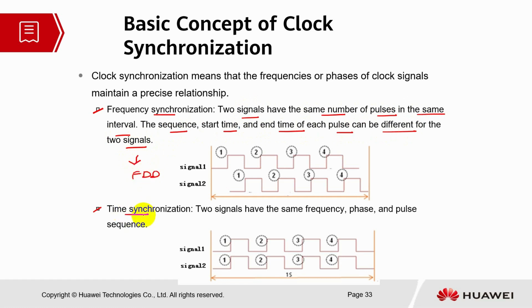Second is time synchronization, or well known as phase synchronization. Two signals have the same frequency, phase and pulse sequence. This is most suitable for a TDD base station.